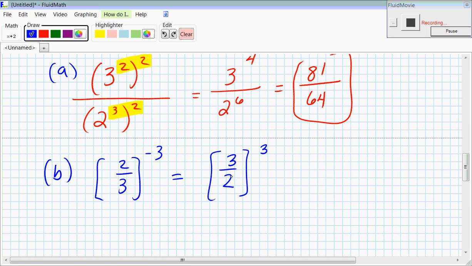Now, if I'm taking a fraction and I'm raising it to an exponent, then that means each of my pieces in my fraction, my numerator and my denominator, have to be raised to that power. So how much is 3 to the third? 27. And how much is 2 to the third? 8. And that's your answer. Nice job. You guys are doing great so far.